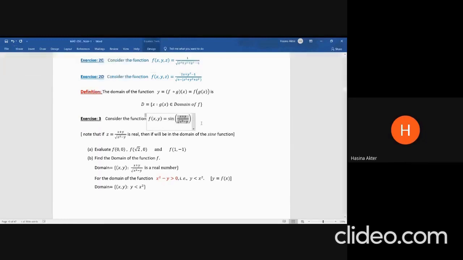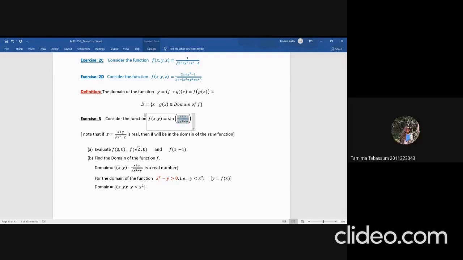So could you please tell me the domain of the sine function? All real numbers. All real numbers, and that makes our life easy. That means we just need to consider ordered pairs x, y so that this fraction is real. If this fraction is real, that number will be taken by the sine, because sine takes every real number. Is that good to you?